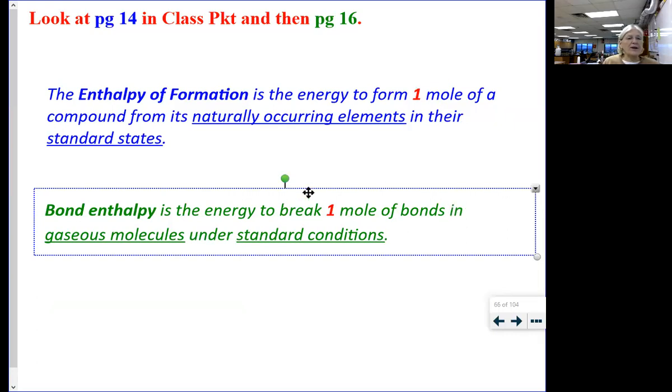The enthalpy of formation is the energy to form 1 mole of a compound from its naturally occurring elements in their standard states. Bond enthalpy is the energy to break 1 mole of bonds in gaseous molecules under standard conditions. Please note the subtle differences between these two definitions.